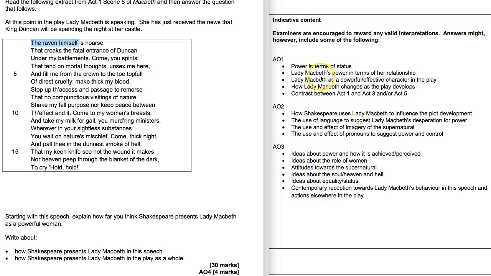The next thing to focus on is Lady Macbeth's power in terms of her relationship. So here I can focus on the quotation, unsex me here. Lady Macbeth wishes to become masculine, a man, because this is a patriarchal society, society ruled by men, and she needs to be the equal of her husband. And we can now move elsewhere in the play. Macbeth calls her my dearest partner in greatness in that letter that he's just sent her. So he hints at the possibility of their equality.